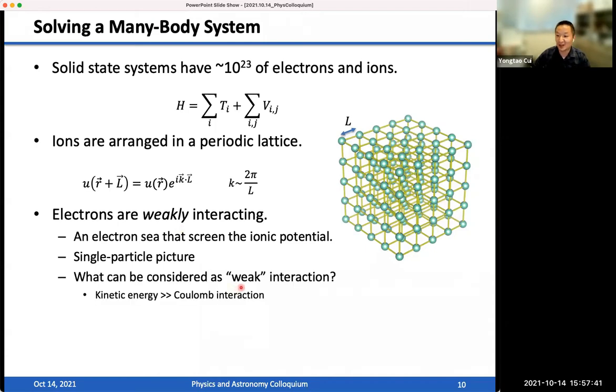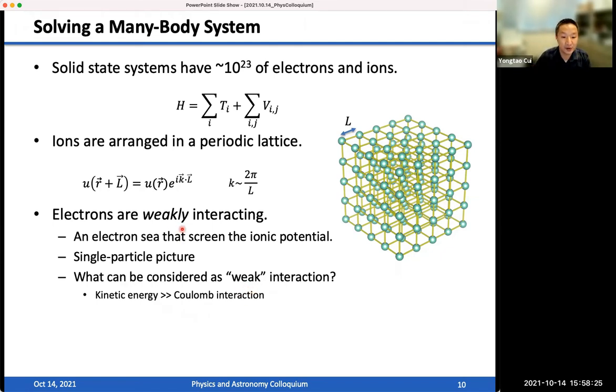So then you may ask, what is weak? What can be considered a weak interaction? The rule of thumb is that you can compare the kinetic energy with the Coulomb interactions. If the kinetic energy is much greater than the Coulomb interactions, it can be considered a weak interaction. The idea is that if the electrons can move around very easily, they can interact with many electrons, so the effect is an average effect. There's no specific electron that this electron will interact with strongly. So that's considered a criterion for weak interactions.